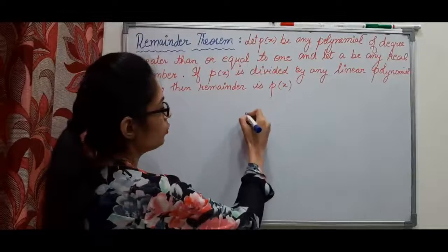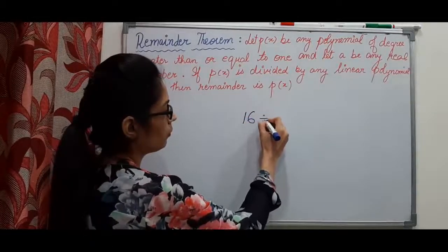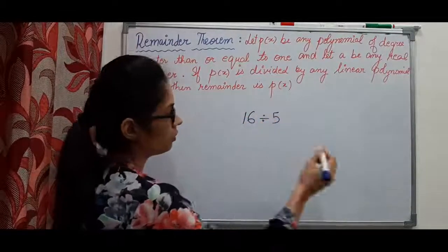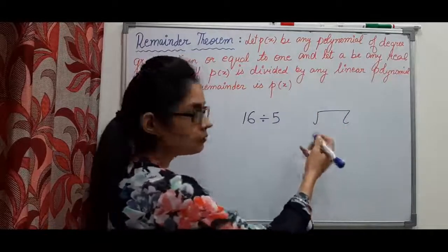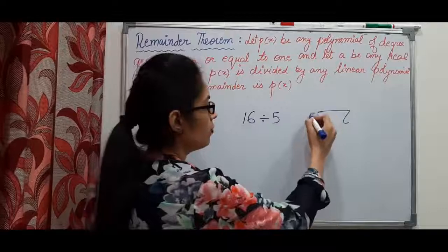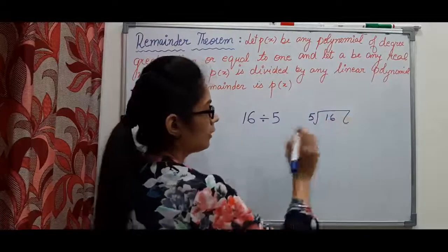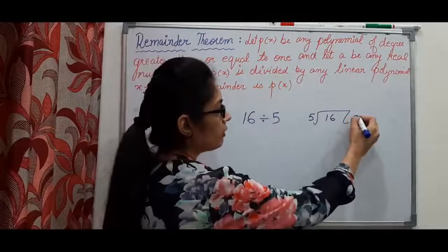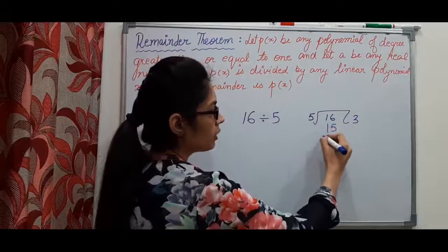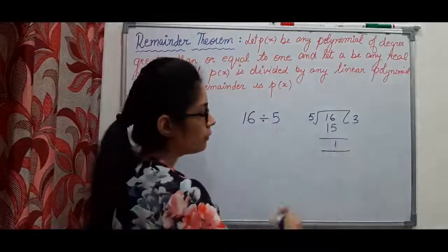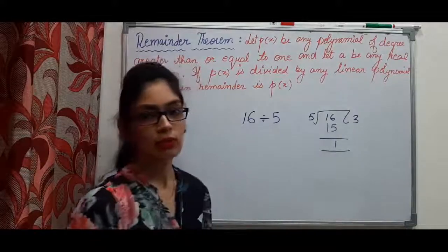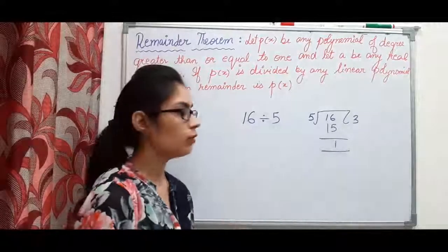So if we have to divide 16 with 5, how will we do it? By long division, we will do 16 divided by 5. So I will write 5 into 3 is 15, 16 minus 15, so I will get 1 as the remainder. So we have to understand first what all the terms are known as.